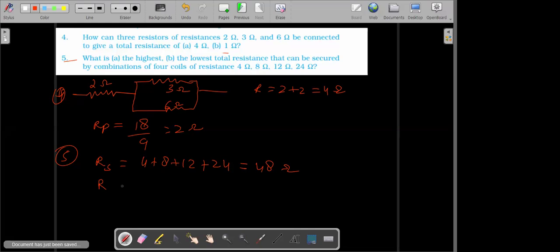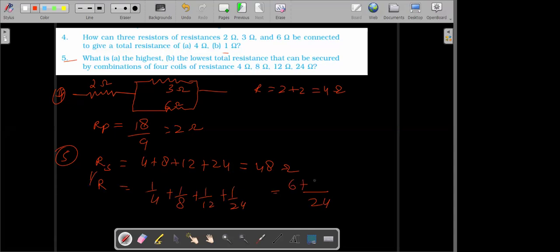The answer is you obtain 1 by R to be 1 over 4 plus 1 over 8 plus 1 over 12 plus 1 over 24, LCM being 24. So you get 6 plus 3 plus 2 plus 1, so 12 over 24. The answer is 2 ohm. R we get as 2 ohm. This is the minimum resistance that can be secured.